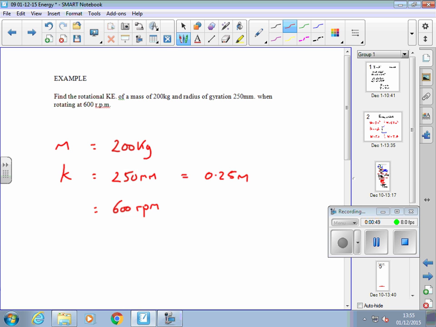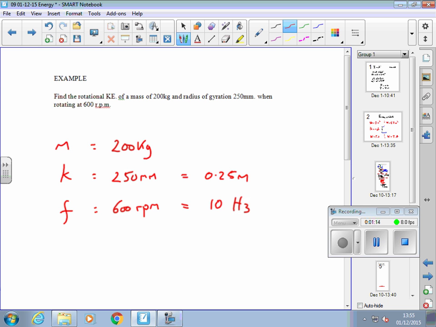600 RPM, what's that telling us? Right, the frequency. F. Appropriate unit? Hertz. Needs to be in hertz, doesn't it? So what do I do? Divide by 60. Good, and that gives us 10 hertz. So now we've got the information that we've been given in an appropriate unit.